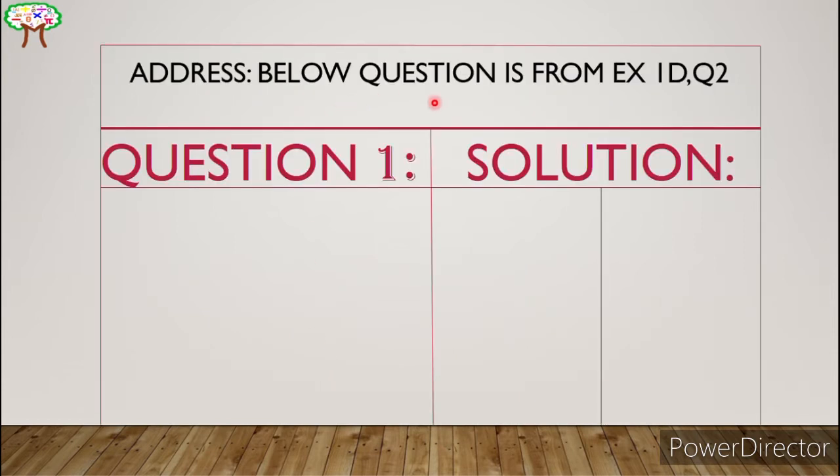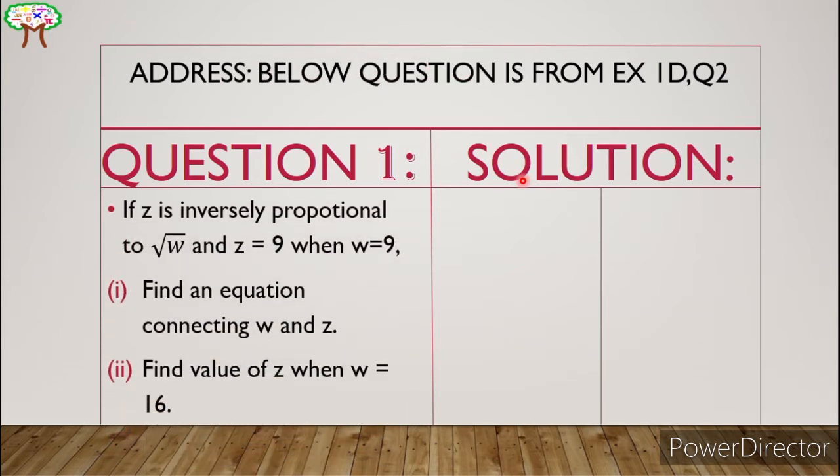Below question is from exercise 1d, question number 2. So the question is, if z is inversely proportional to square root w and z is equal to 9 when w is equal to 9, find an equation connecting w and z. This is part 1. Find value of z when w is equal to 16. This is part 2.